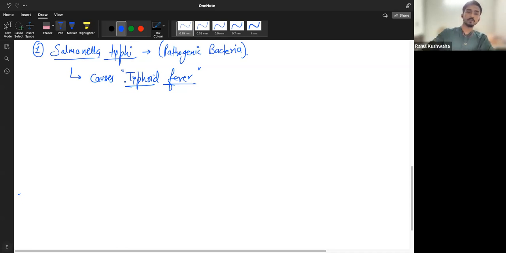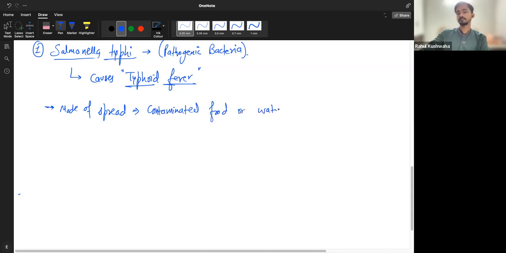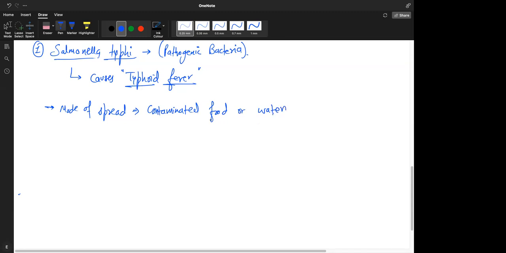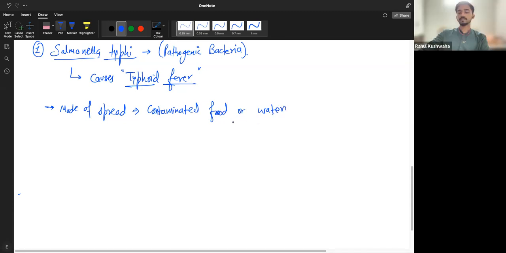So write down, the mode of spread, you have to know. What is the mode of spread for Salmonella typhi? Contaminated food or water. So biotic component or abiotic? Abiotic. Food is a living substance, it's biotic. Food can be biotic as well, but water is abiotic. So the mode of spread is through contaminated food and water.